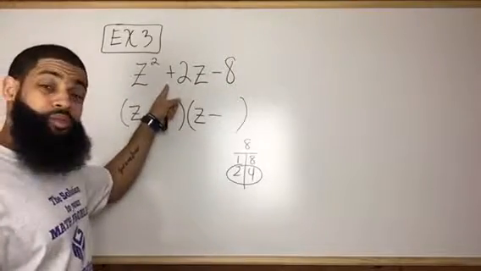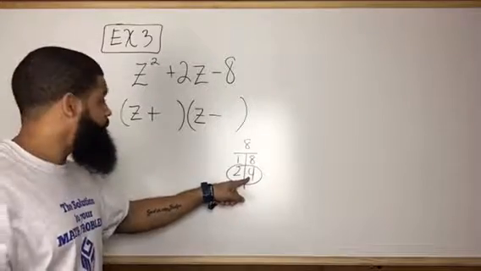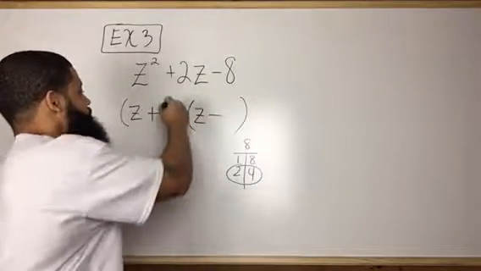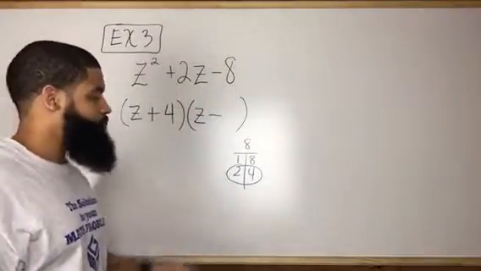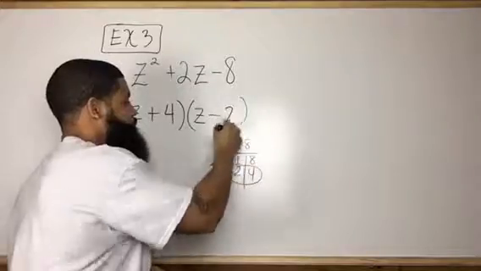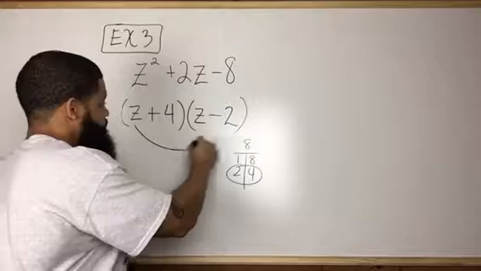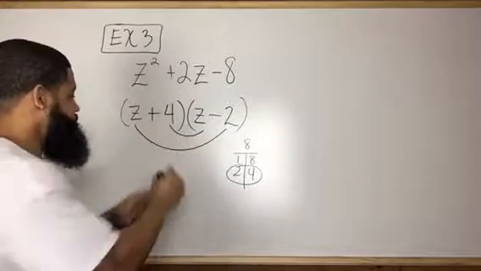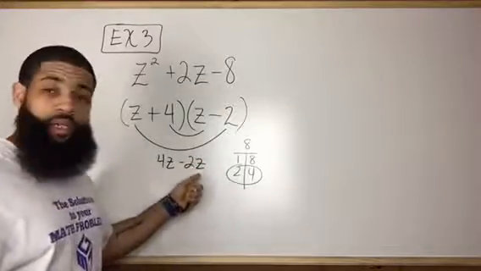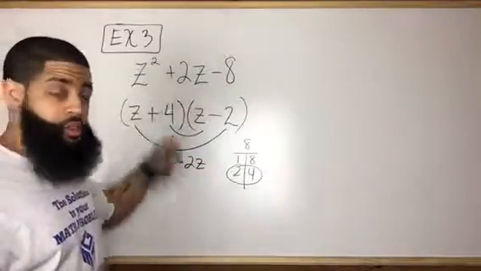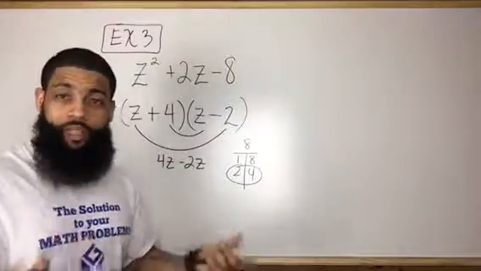Now, because this middle term is positive, I need to take the larger factor, which is 4 in this case, and put it next to the plus sign. Okay, because this middle term is positive. And then I need to take the 2 and go there. All right, so when I actually check them on the outside and the inside, I'll get 4z minus 2z, and 4z minus 2z gives me 2z. So that lets me know that I can also do z minus 2 times z plus 4 as well.